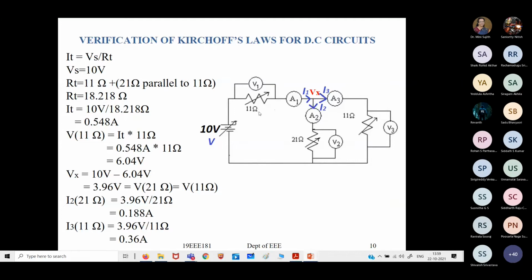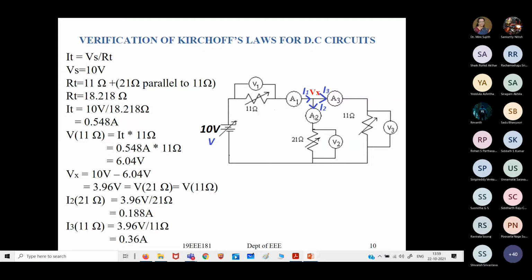So 6 volts is the voltage drop across 11 ohms. So 10 volts minus around 6 volts. You can definitely take 6.0405, whatever value you are getting. That will be the drop at Vx, or potential at this point. So you will get around 4 volts, that is 3.96 to be precise. So that is the potential Vx.